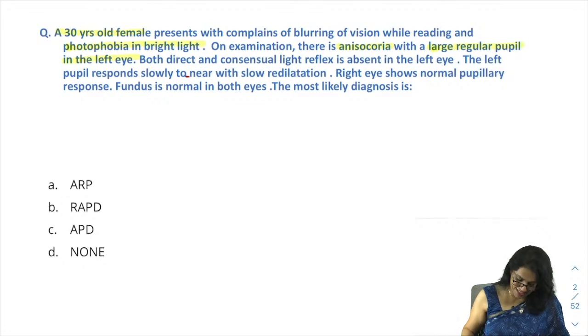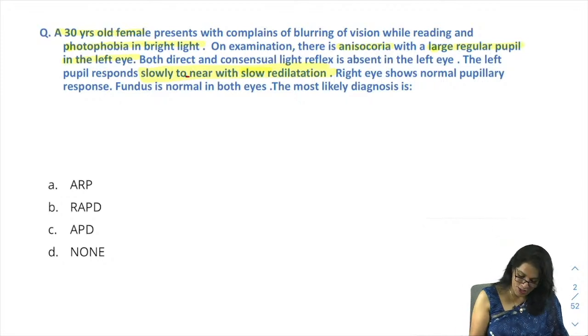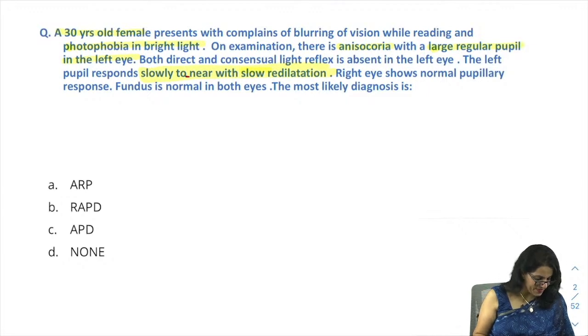Can you all give me the answer? Okay. Yashwant, think again. It says both direct and light reflex is absent. That is fine. The left pupil responds slowly to near with slow redilatation. Tonic pupil. Isn't it? So, and of course the other eye response is normal and the fundus in both eyes are normal. So, now what is the diagnosis, tell me. What should be your answer now?